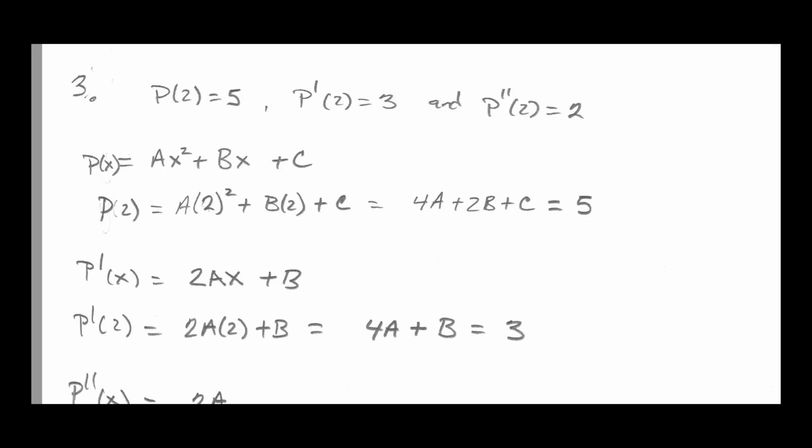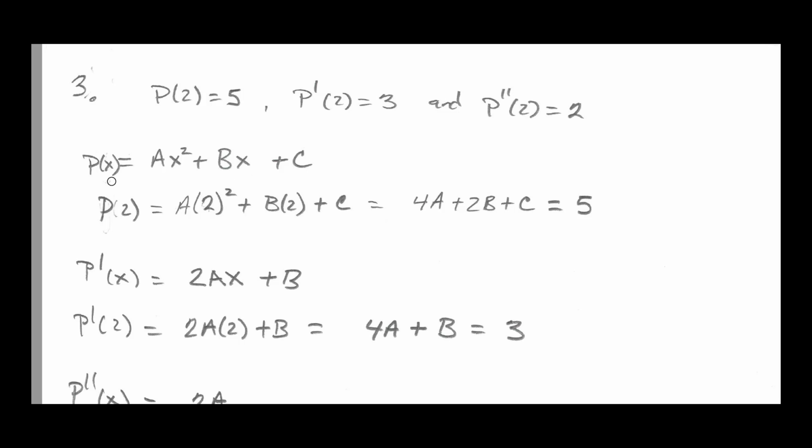For test number 2, practice/review, let's look at number 3. The question says, find a second-degree polynomial such that p of 2 equals 5, the derivative of p evaluated at 2 equals 3, and the second derivative evaluated at 2 equals 2.